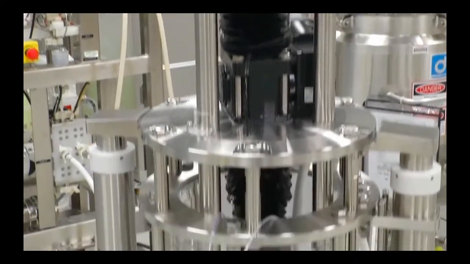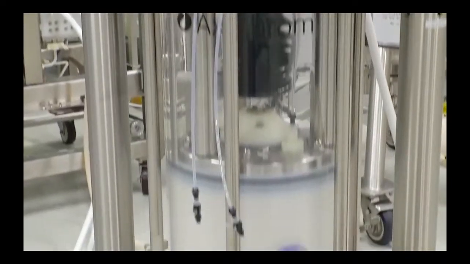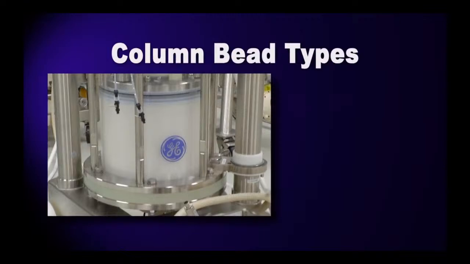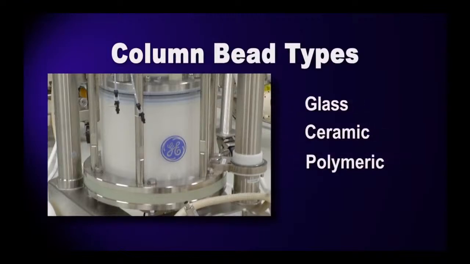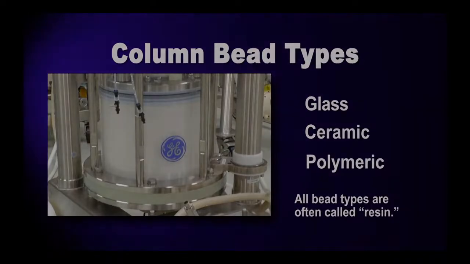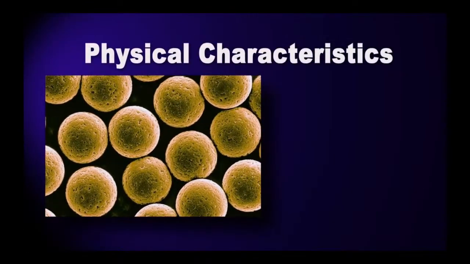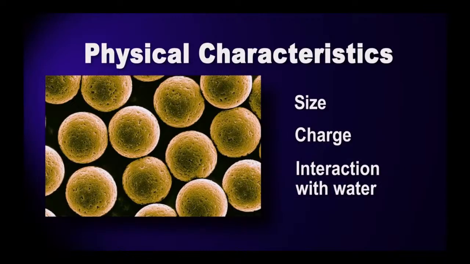In our GFP purification process, we'll be using multiple types of column chromatography. The column is a cylinder filled with glass, ceramic, or polymeric beads, which are engineered to interact with or bind with molecules based on one or more physical properties. Chromatography relies on differences. Each molecule has a unique set of physical characteristics, such as size, charge, or extent of interaction with water. Chromatography uses these differences to separate the target protein from other proteins and chemicals.